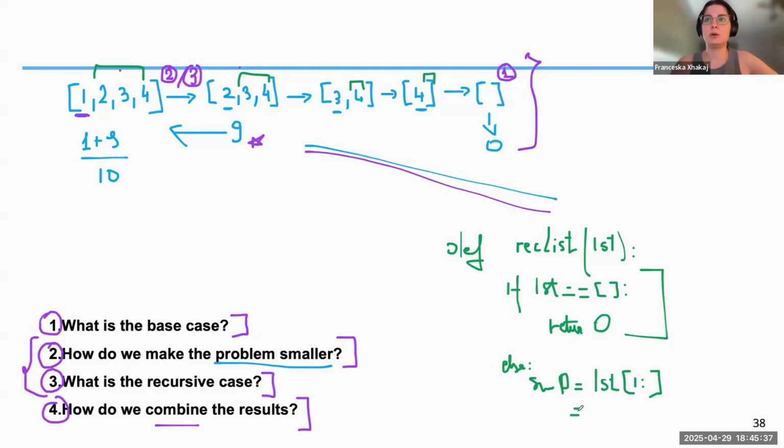Then what do I do? I go ahead and call myself recursively, right? So I will use the function name recursive list over here, right? And I'll call myself with a smaller problem. This is the delegation.